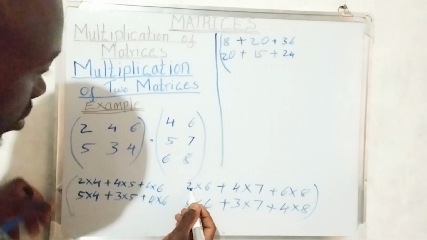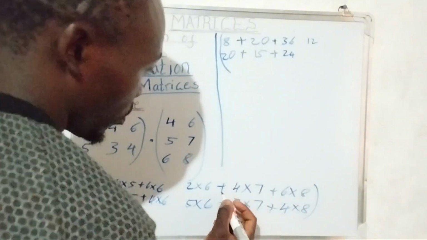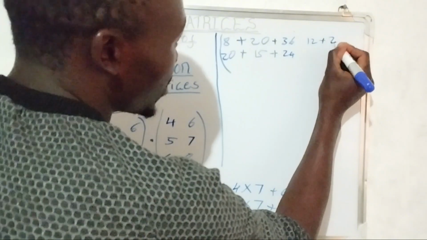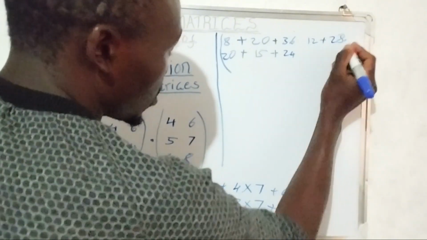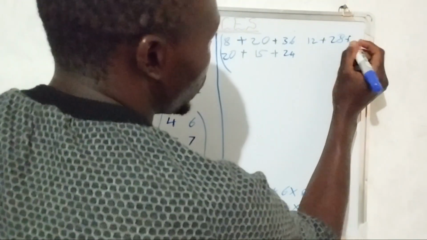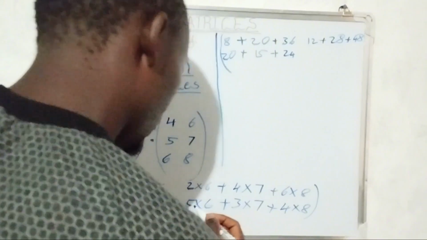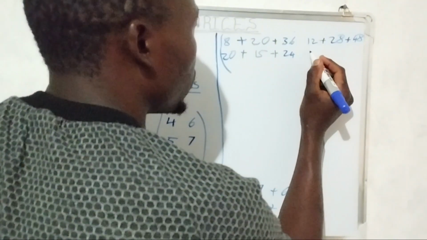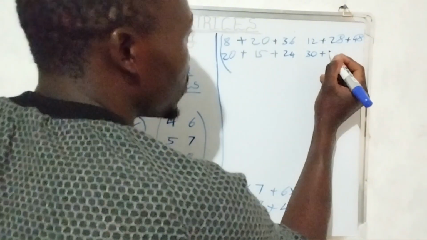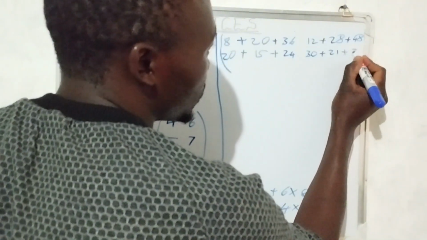Then this one. 2 times 6, 12. Plus 4 times 7, we get 28. Plus 6 times 8, we get 48. 5 times 6, we get 30. Plus 3 times 7, 21. Plus 4 times 8, 32.